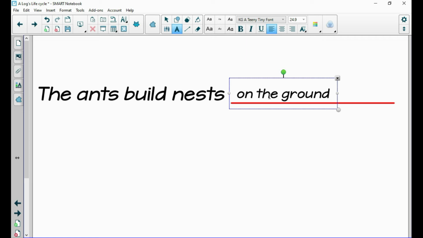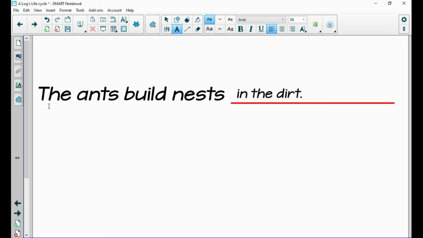Where else could ants build nests? On the grass. The ants build nests on the grass. I could do another one, right? The ants build nests in the dirt. There's a period at the end on this one to make it even better. The ants build nests in the dirt. That's a really good sentence, isn't it?